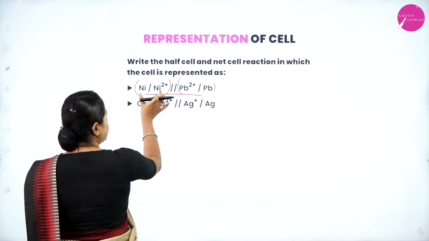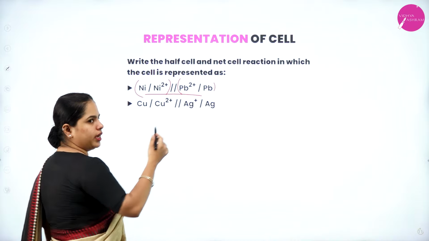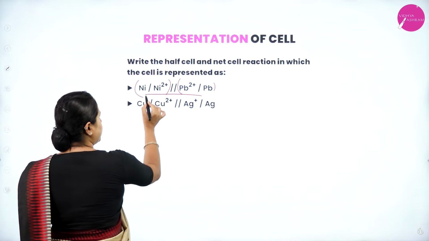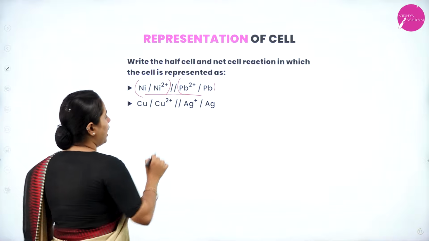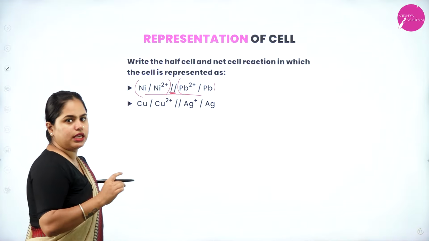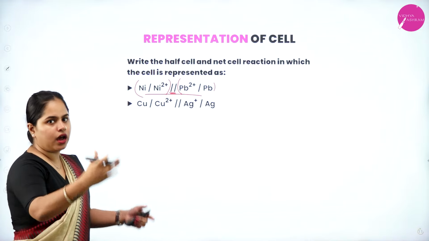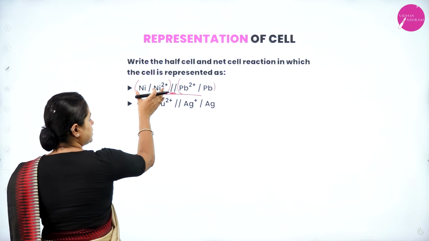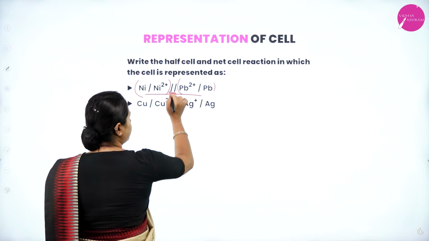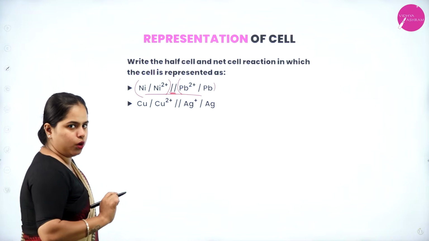Okay, so for this oxidation part, from what to which state it is going to change, we are going to write it with this slash which is here, and this double slash that you can see stands for the other half cell. So this is wherein oxidation is happening, this is wherein reduction is happening. That will be separated by these two slashes. I hope it is clear.